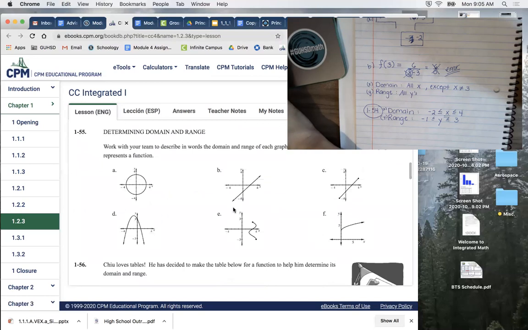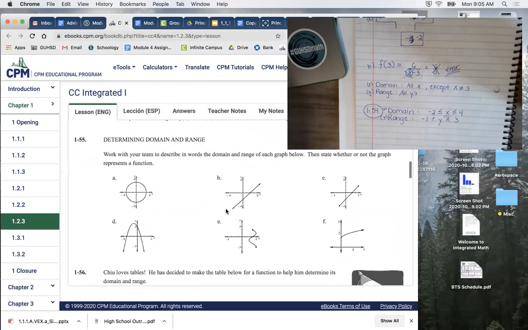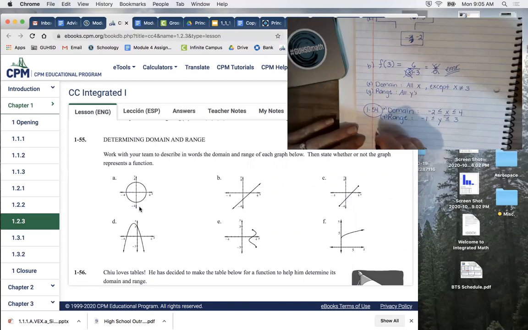Okay, I'm going to talk about a couple of these because I do think it's important for you to see a couple. This is not a function. This is definitely not a function, right? It fails the vertical line test. For that input right there, I get 2 outputs. But we can still talk about domain and range. So I'm going to do 1-55. This is the last little bit that I'm going to do with you. I'm going to state the domain and the range for A.